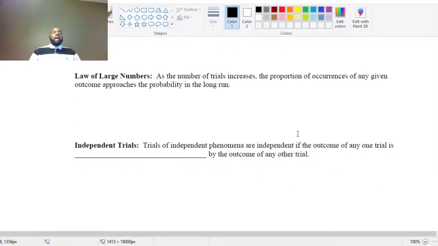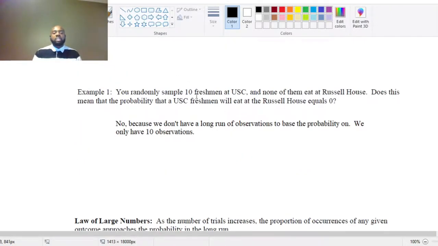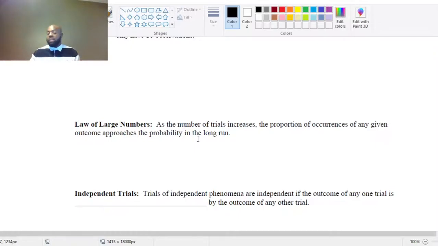One of the reasons for this is the law of large numbers. It says as the number of trials increases, and every time we run a random experiment we call that a trial, the proportion of occurrences of any given outcome approaches the probability in the long run. Based off the law of large numbers, if I increased my random sample from 10 freshmen to maybe 100 freshmen, or to 200 freshmen, or to 500 freshmen, I'm going to get closer and closer to the true probability, which represents the probability in the long run.